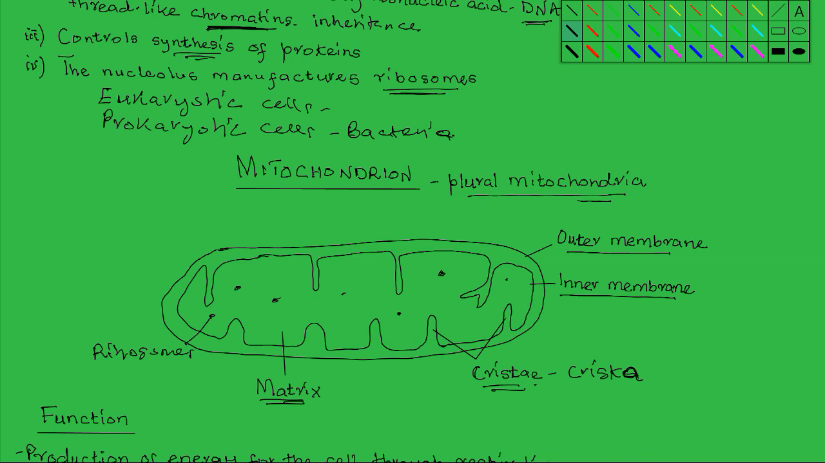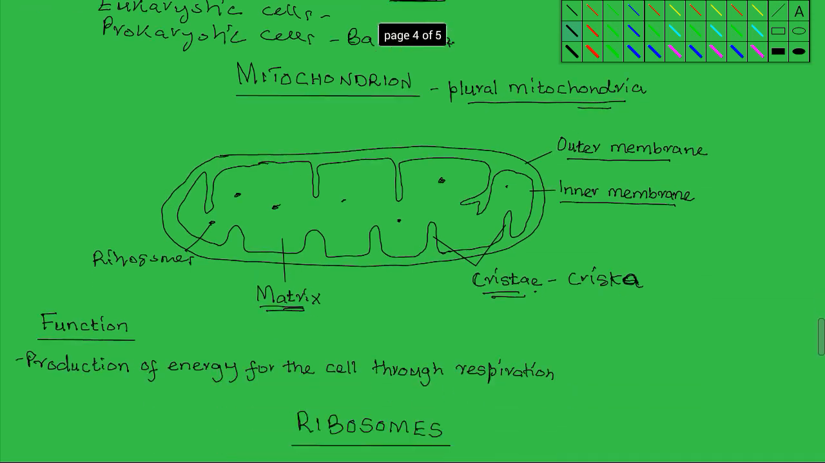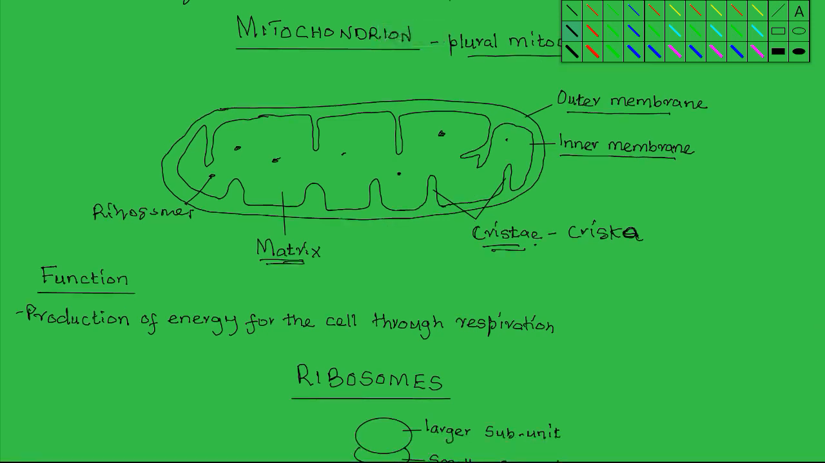So the function of the mitochondrion is that it produces energy for the cell through the process of respiration. So the mitochondrion carries out respiration through which energy is released. Now, cells which require a large amount of energy have numerous mitochondria in them. For example, the sperm cell. Because it moves through swimming, it consumes a lot of energy, and therefore individual sperm cells will have a large number of mitochondria to provide this energy.